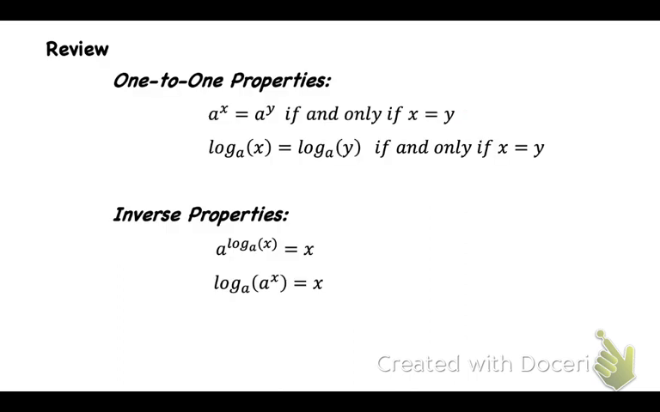So, one-to-one property, we need to remember if the bases are equal, the exponents are equal. On logarithmic, if the bases are equal, the x and the y are equal, right? Inverse property, we need to be able to change it from exponent to logarithm, logarithm to exponent. We need to remember that if I have a to the log base a of x, the answer is x. If I have log base a of a to the x, the answer is x. Okay, those are all things we need to remember.